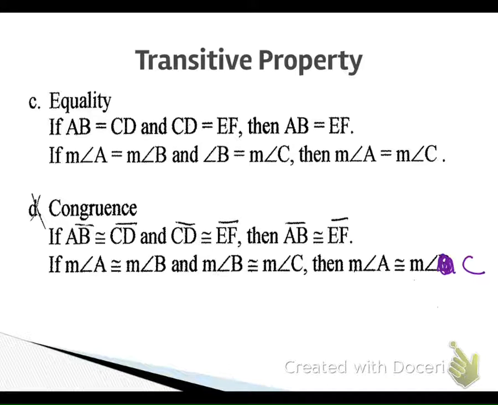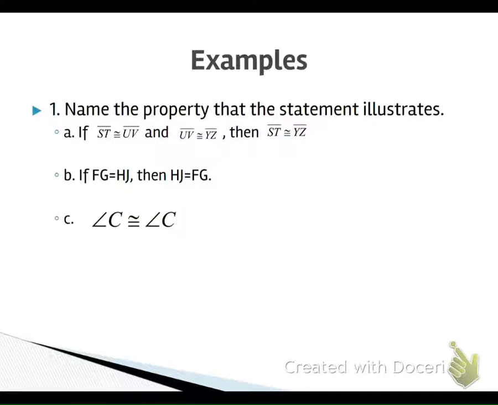So transitive property of equality, we see if AB equals CD and CD equals EF, then AB equals EF. And we see if the measure of angle A equals the measure of angle B, and the measure of angle B equals the measure of angle C, then the measure of angle A has to equal the measure of angle C. And then again, we see the same thing being applied in the congruence in part D. So right now we are going to talk about these, and we're going to decide which property is being illustrated in this problem.